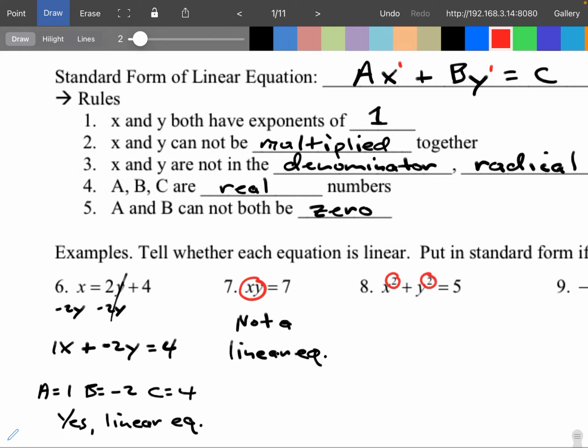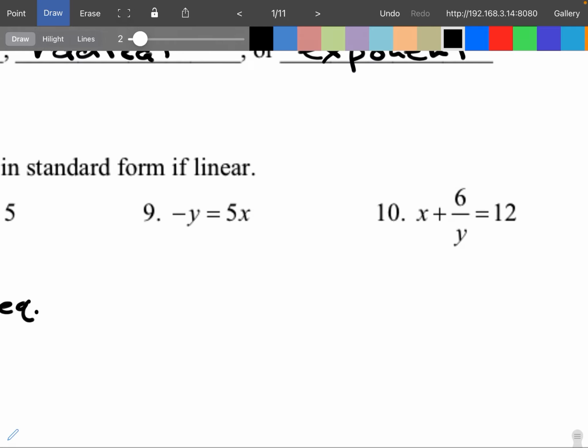All right, what about the next one? No. This was because you had the x and y multiplied together. What's wrong with number 8? They're to the power 2. Yeah, these exponents on x and y have to be 1, right? Or even if x had the second power or y had the second power, your answer would be no, it's not linear. So this one's not a linear equation either.